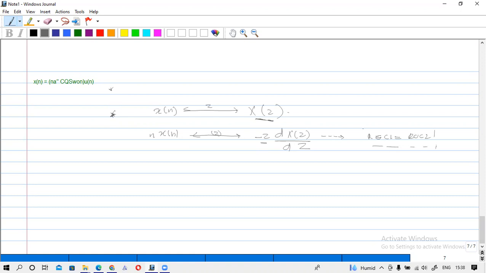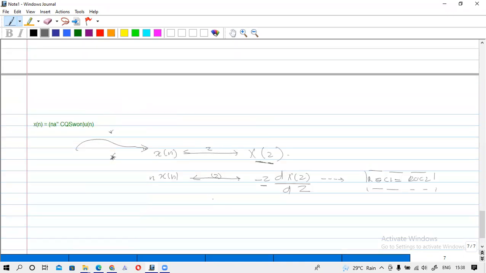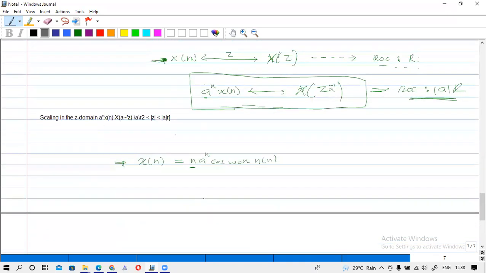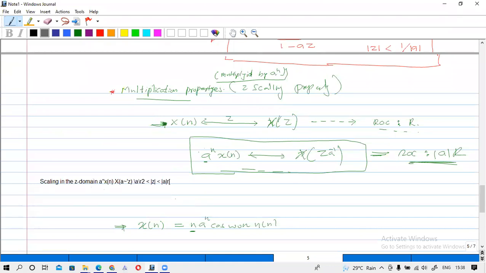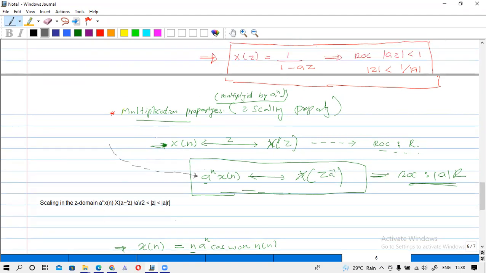This property is also very important when we are analyzing systems. Please keep this in mind. I have told you that this kind of property we have already learned. Can you remember that we have already found this kind of function? What are they? Just now we have found them.